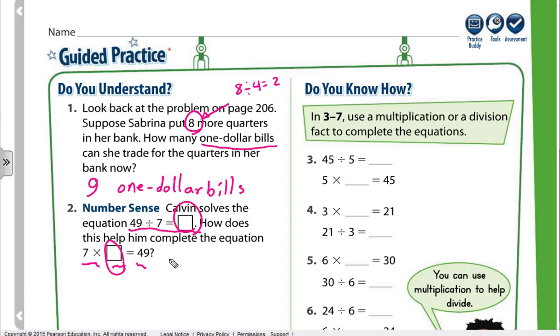Okay, my heroes, now we will move to question number 3. Use a multiplication or division fact or complete the equations to solve question number 3. I want one of my heroes to help. Rida Ali.